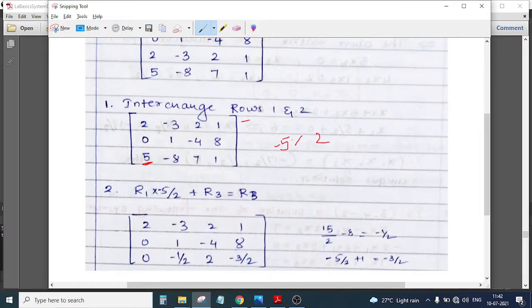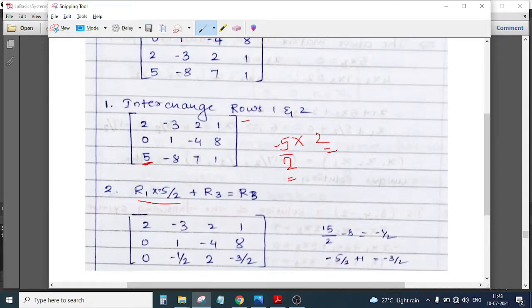Okay. That means I need to eliminate this 2. So therefore what will I do? I will divide this by minus 5 by 2. So this 2 and the 2 which is already available will get cancelled. And what is the answer I will be getting? Minus 5. Therefore, what is the operation we have chosen? We have chosen R1 into minus 5 by 2.